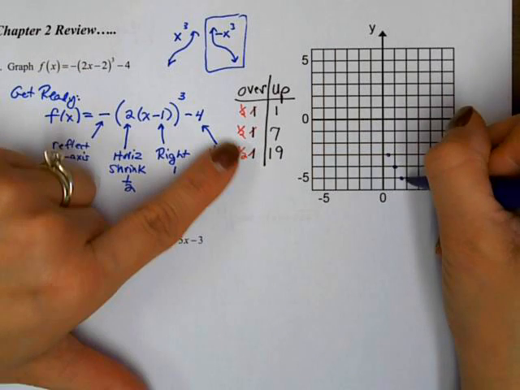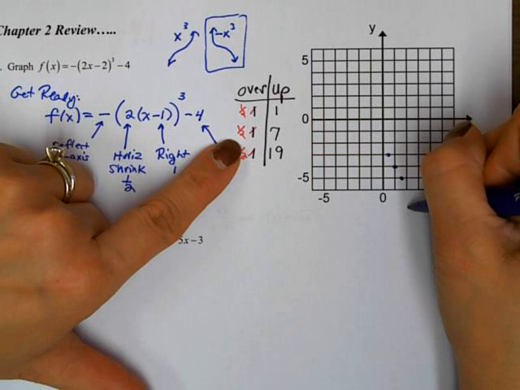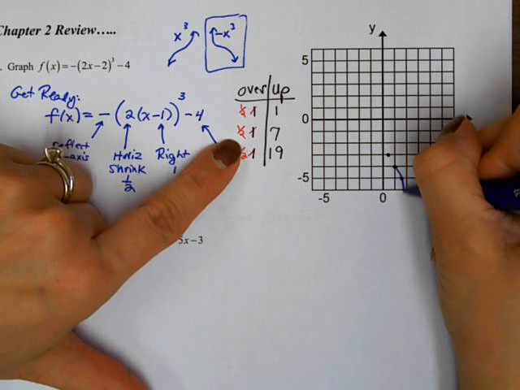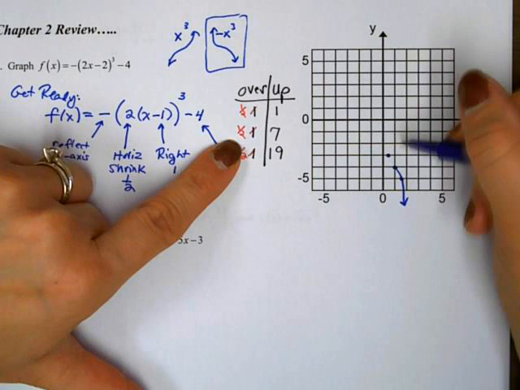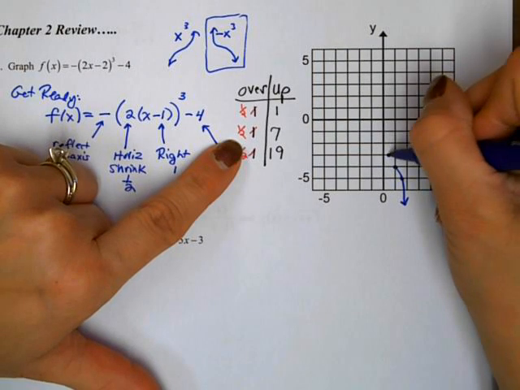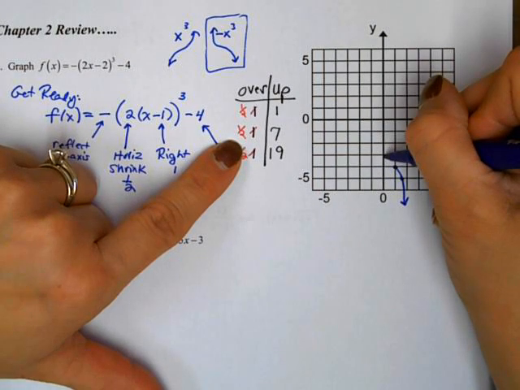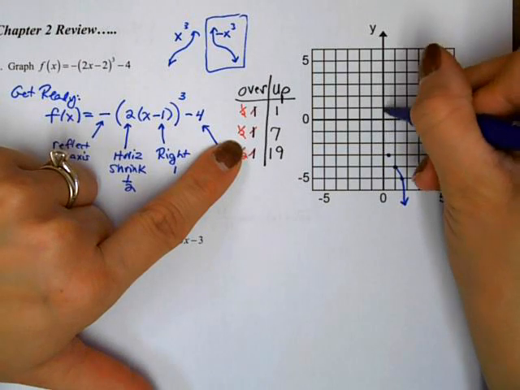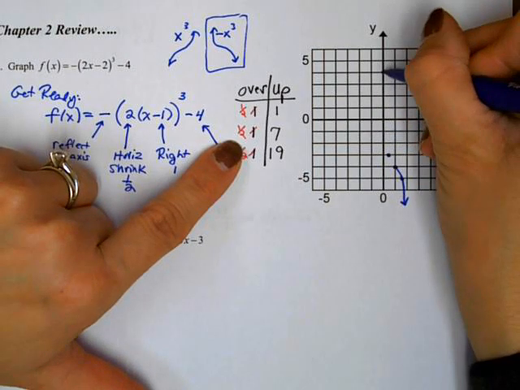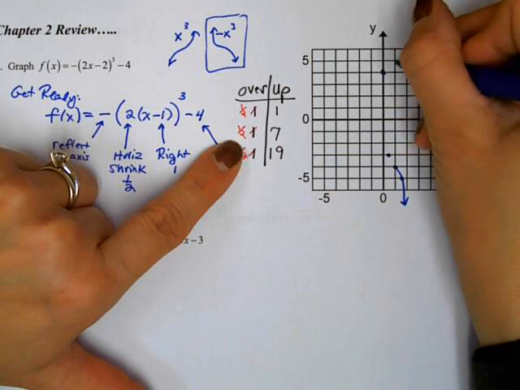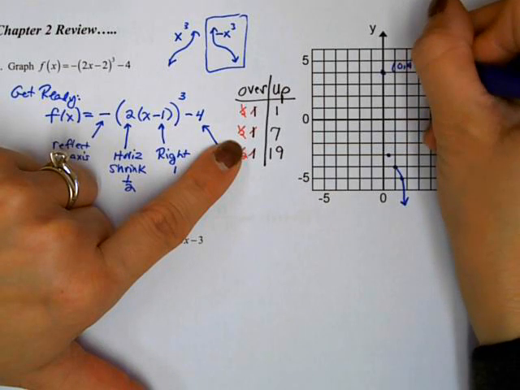The next one is over 1/2, down 7. There's no way I'm going to fit that on the graph paper. Let's see if I can fit 7 up here. Over 1/2 takes me to the y-axis, and then up 7. 1, 2, 3, 4, 5, 6, 7. I am at the point 0, 4.